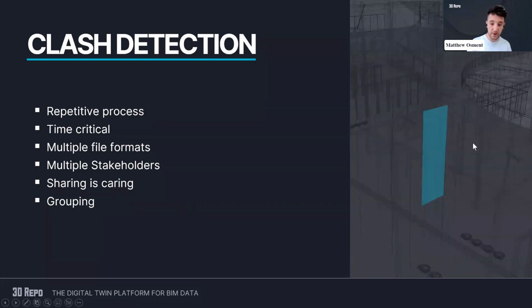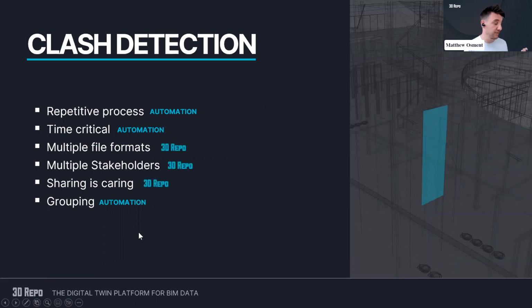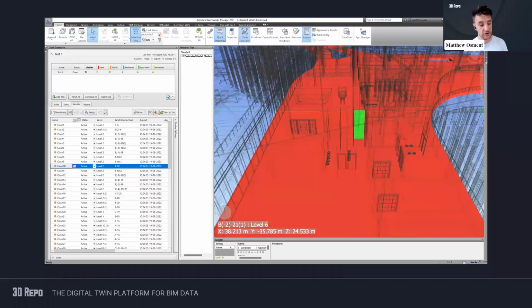So to think about what we've just talked about, repetitive processes, time critical, looking at rules and grouping things, that's all perfect candidate for automation. Then in terms of multiple file formats, multiple stakeholders, and sharing that information, that's where 3D Repo comes in. So really what we're saying is the best thing we could do is run a clash detection and then share that data with 3D Repo so that it can then be distributed to a wider audience.